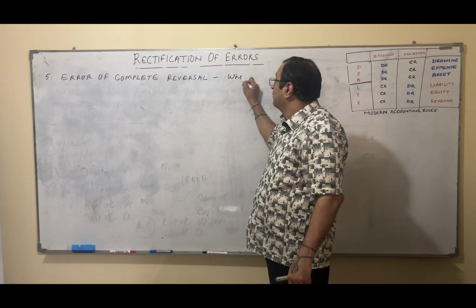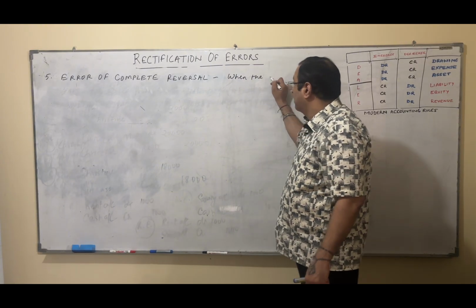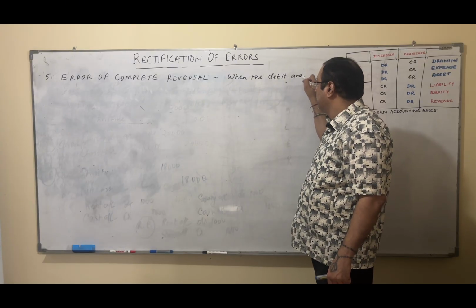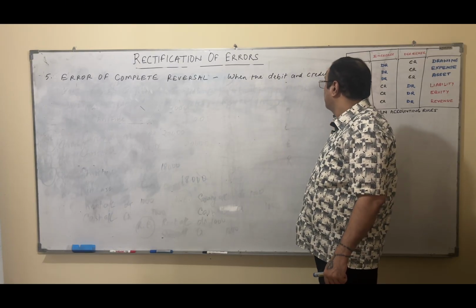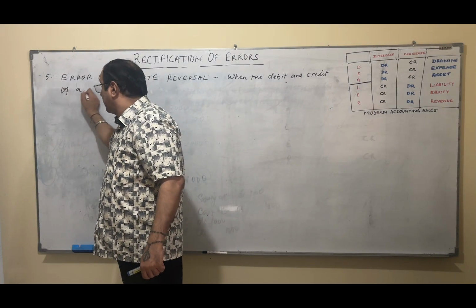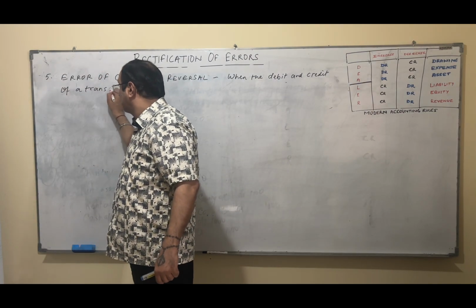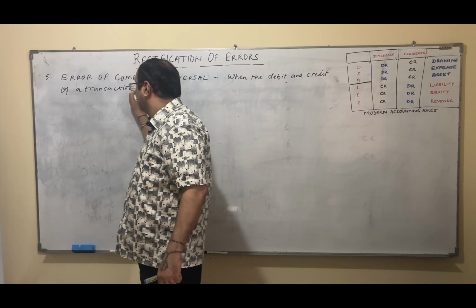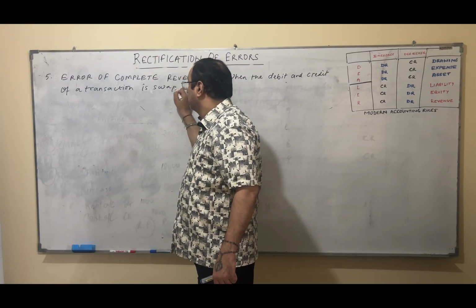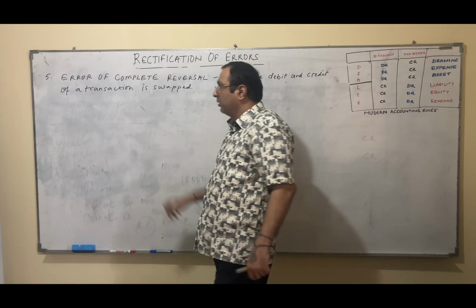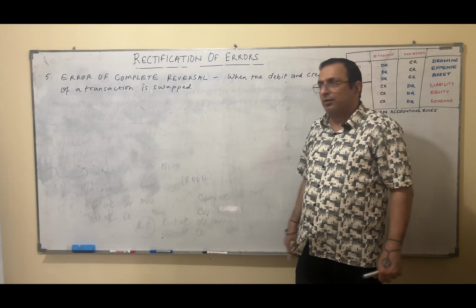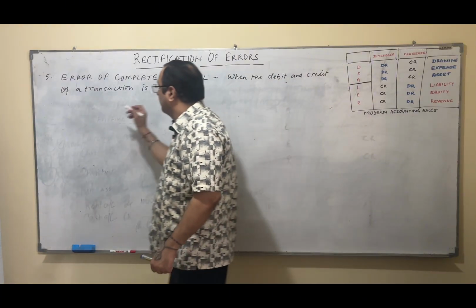When the debit and credit of a transaction is swapped, that means we have written debit in credit, credit in debit. Let's take an example. It's a simple one.